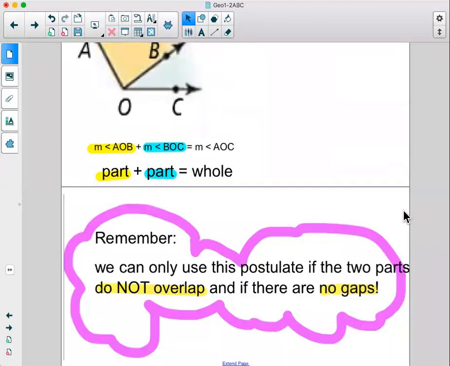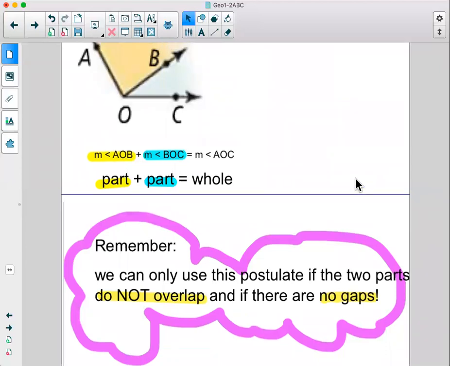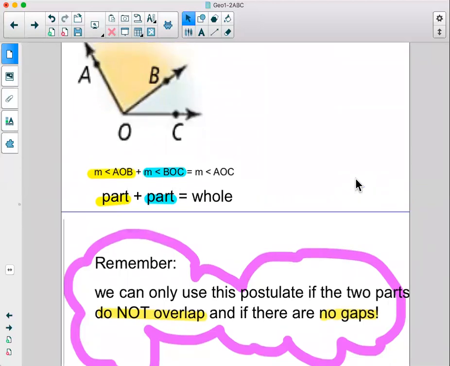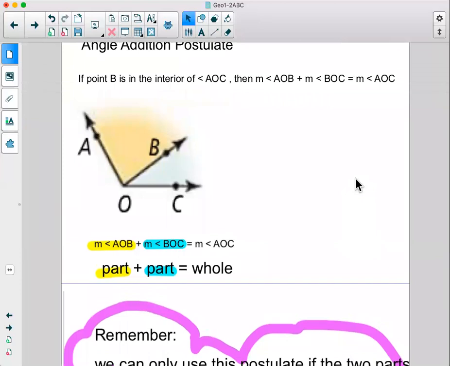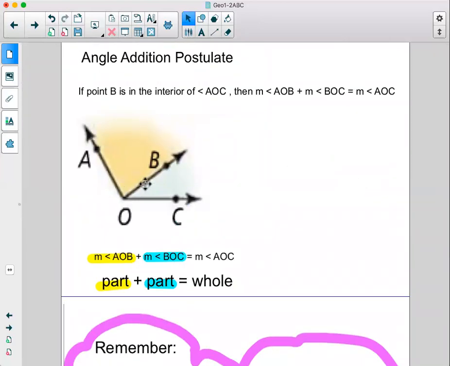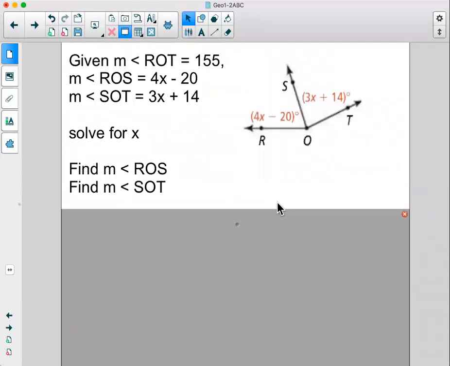And just like with the segment addition postulate, we can only use this postulate if the two angles in question do not overlap and there are no gaps. So this angle ends right where this angle begins. There's no gap between them and there's no overlap between them. And when we use the angle addition postulate, a lot of times we can apply our algebra skills. So if you think you're all set and want to practice this on your own paper, go ahead. Otherwise, feel free to watch a full example before you go off on your own.